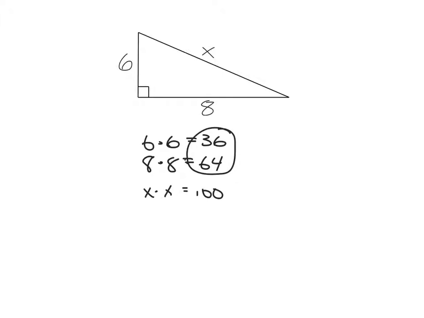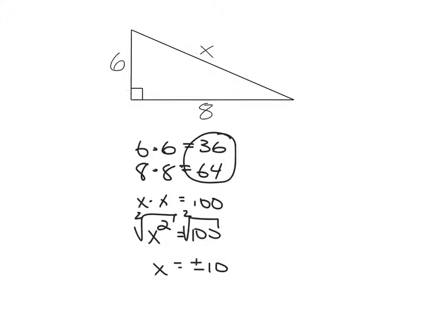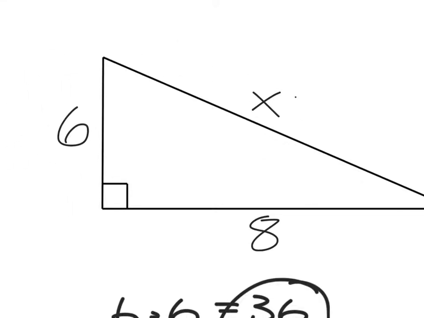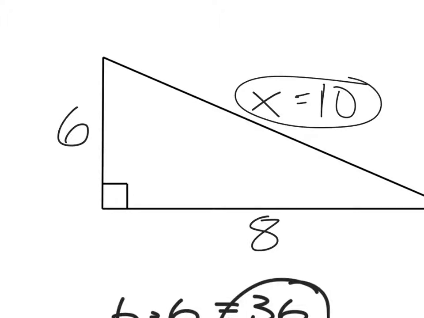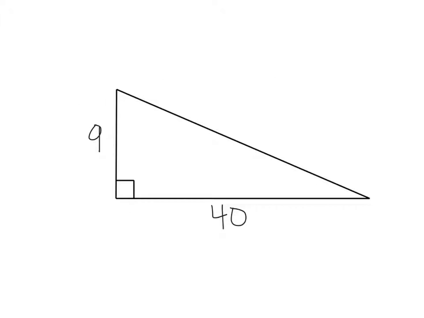Now, x times x can be rewritten as x to the power of 2, and that equals 100. I'll take the second root on both sides to get rid of that power of 2, and I get x equals plus or minus 10. But of course, I can't use a negative 10 because this is a length, so my answer is x equals positive 10.